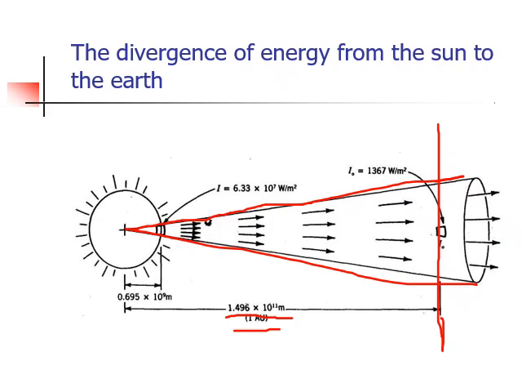So the energy flux is most dense on the sun's surface, starting like we are counting from the sun's surface, is 6.33 into 10 to the power 7 watt per meter square. And when this energy flux is traveling up to this distance of 1 astronomical unit, it will be reduced to only 1367 watt per meter square, and this is actually on the outer atmosphere of earth.